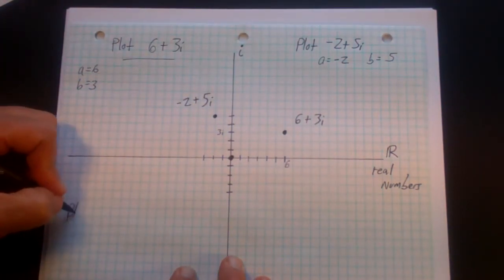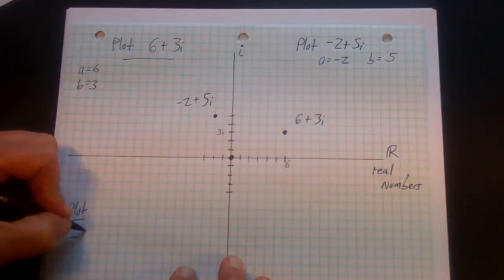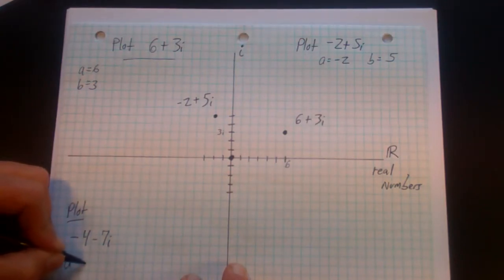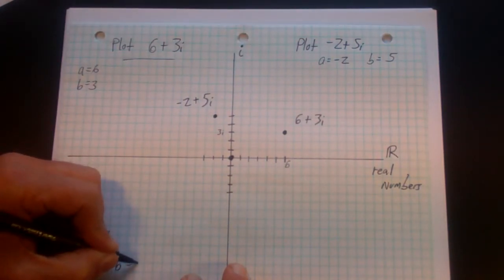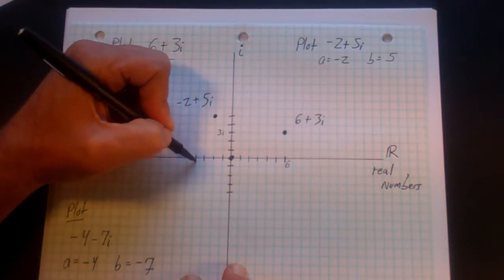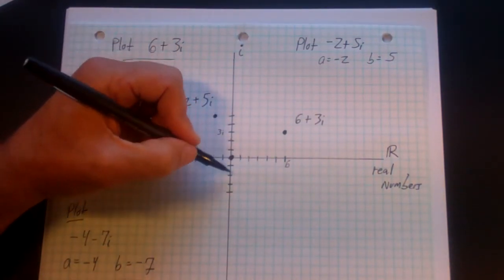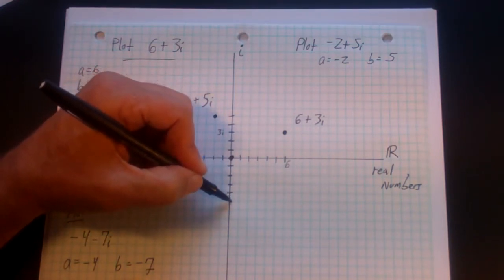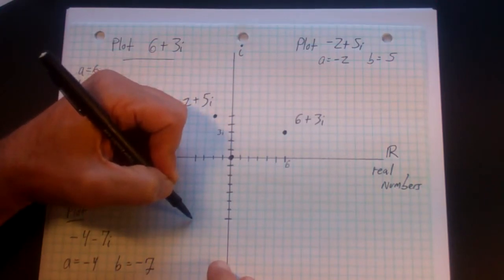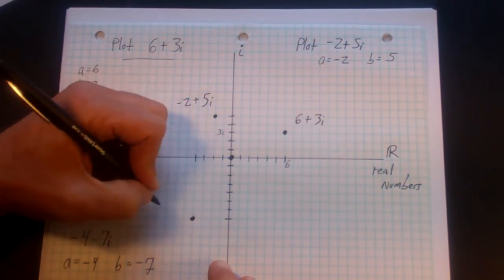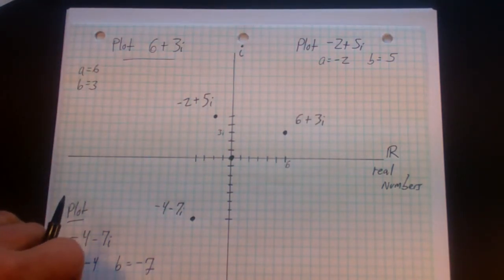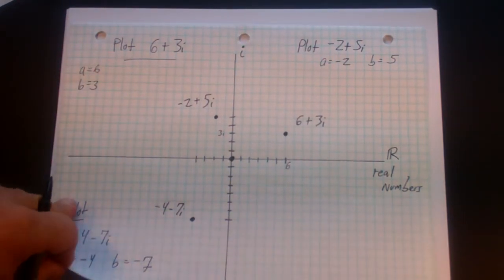And let's do one more. Let's plot -4 minus 7i. a is -4. b is -7. So you go 1, 2, 3, 4. And then 7: 1, 2, 3, 4, 5, 6, 7. You see where those two intersect. And that's going to be -4 minus 7i. And that's about it.